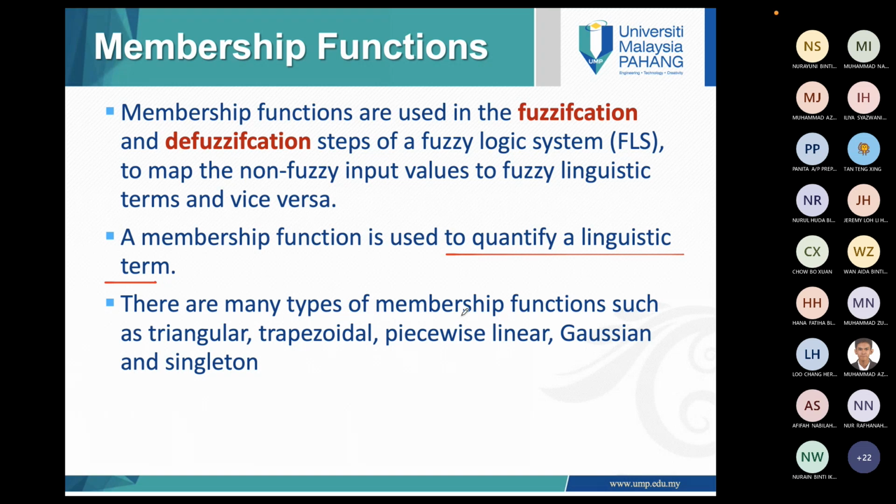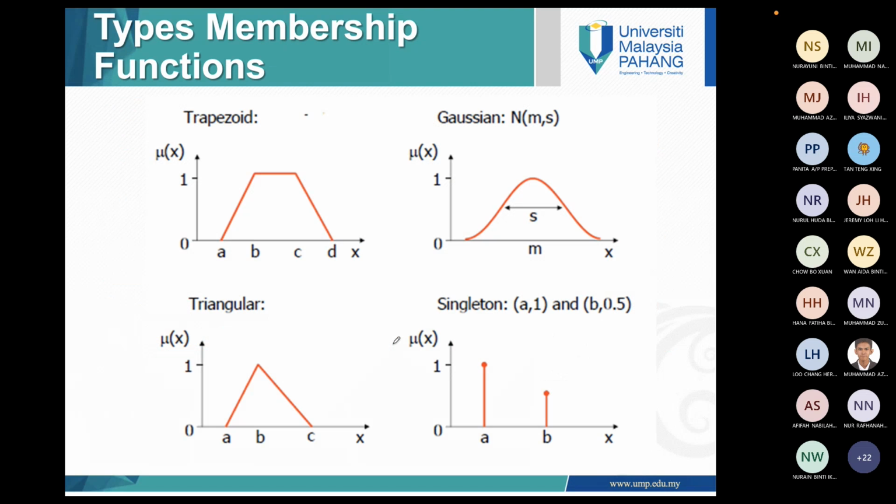Okay, there are many types of membership functions such as triangular, trapezoidal, piecewise linear, Gaussian, and also singleton. This membership function ni is like this. These are the types of membership function. This one is the trapezoid. This one is Gaussian. This is triangular, and this one is singleton.